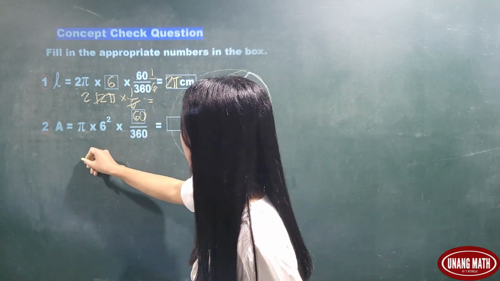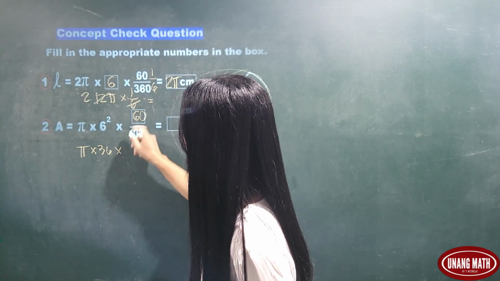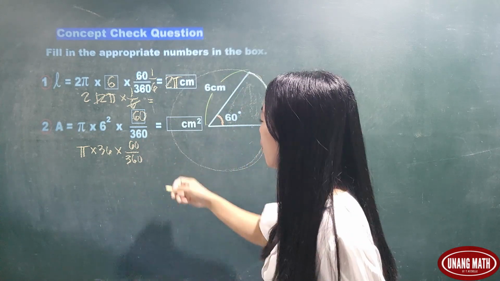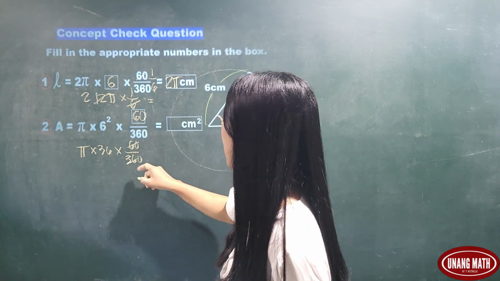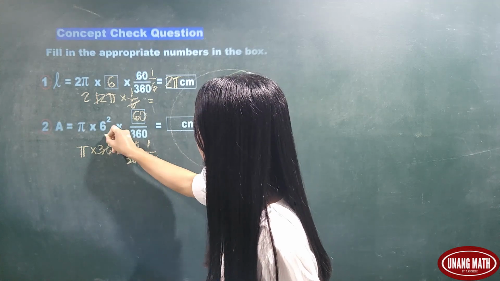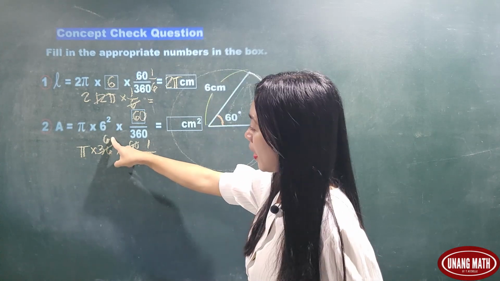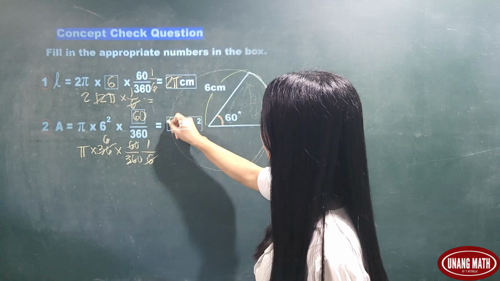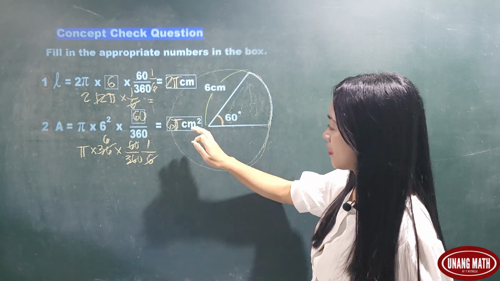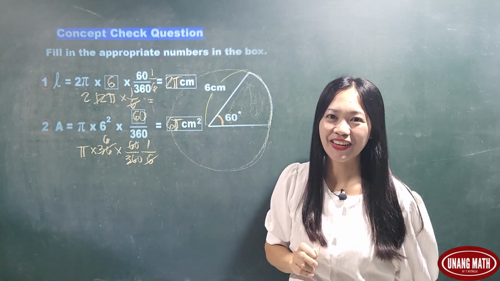Okay, if we simplify, this is pi times 36, times 60 over 360. 60 over 360 is equal to 1 over 6. So simplify, this is 6. So pi times 6 is 6 pi. So 6 pi square centimeters. So that's the area of this sector.